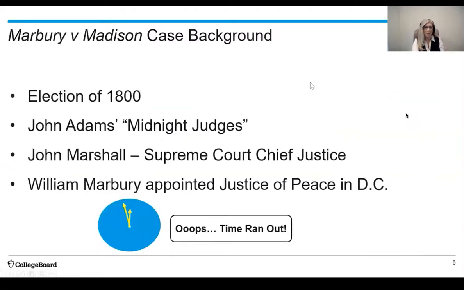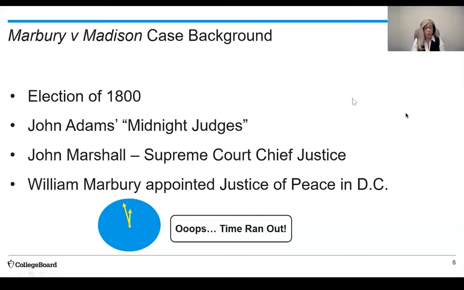So what's the background of the case? Well, back in the election of 1800, we had the transfer of power from the Federalist Party when John Adams lost the election to the Democratic Republicans when Thomas Jefferson won. After the election in November, the new president didn't come into office until March. During that period of months, John Adams began to appoint lots of federal judges who, of course, were going to be Federalists because judges serve for their whole lives. We would refer to these as the midnight judges because they were last-minute actions that the president was taking while he was still in office.